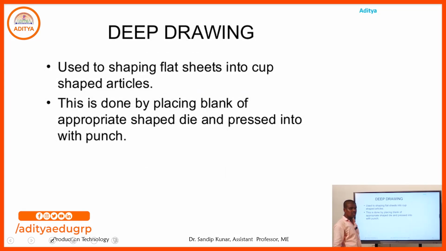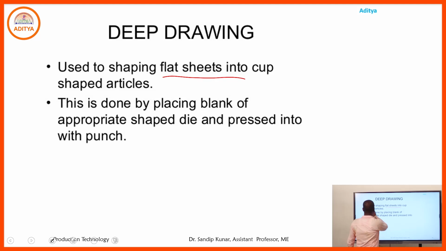Deep drawing is used for shaping flat sheets into cup shaped articles. We produce them using deep drawing operations, which is done by placing the sheet over an appropriately shaped die and pressing it in with a punch.